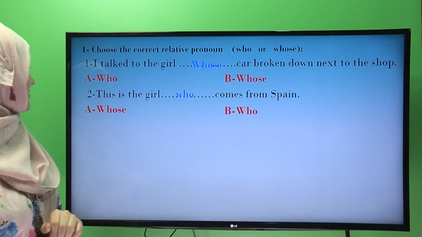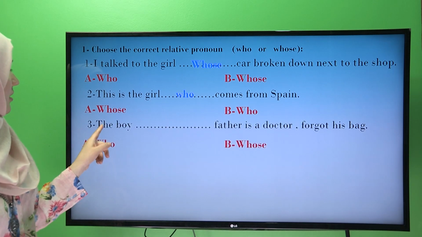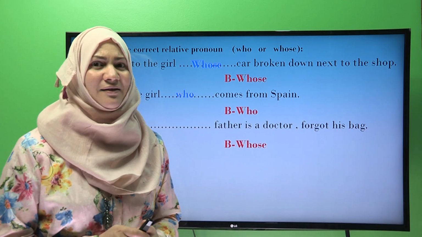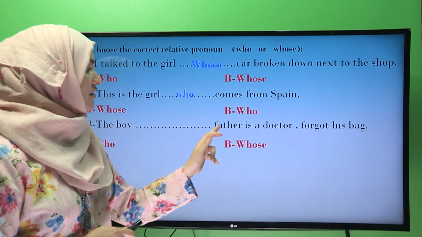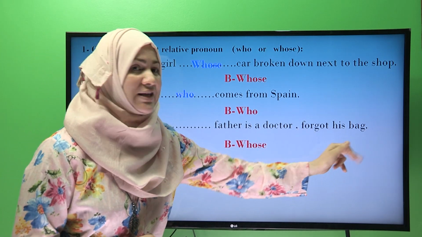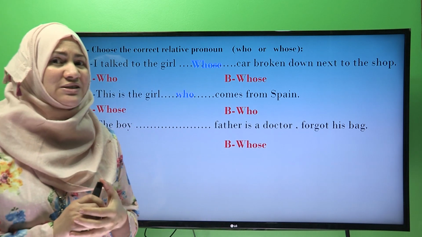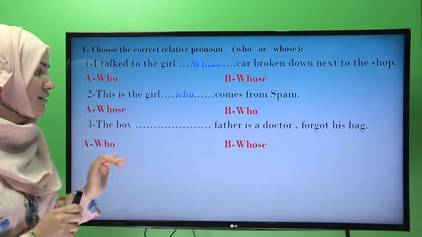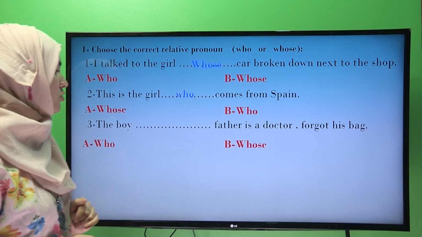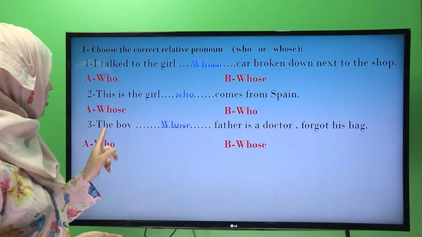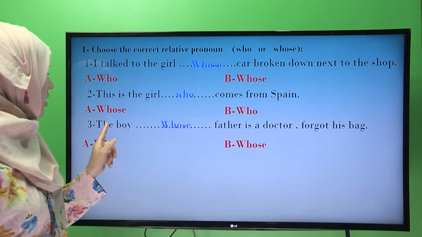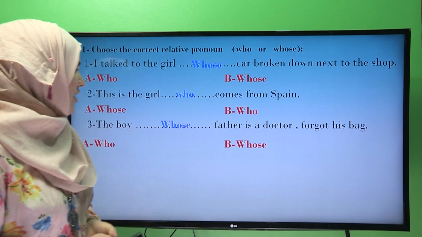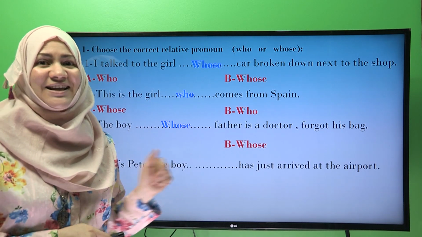The next sentence. The boy, father is a doctor, forgot his bag. We are talking about possessive. Here we have possessive. It means the boy's father. So which one? Yes, my student, very good. We say whose. We don't say the boy who father. No, we say the boy whose father is a doctor forgot his bag. Very good. Let's see together the last sentence.